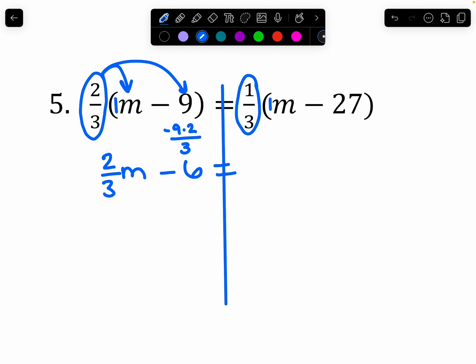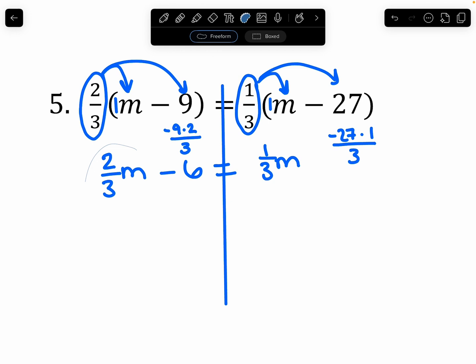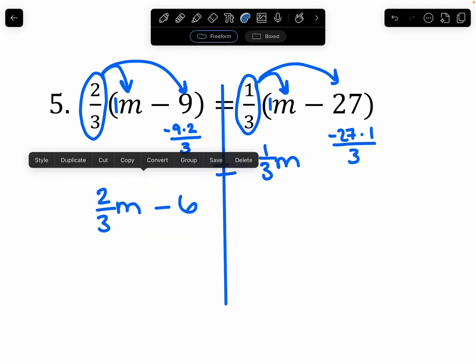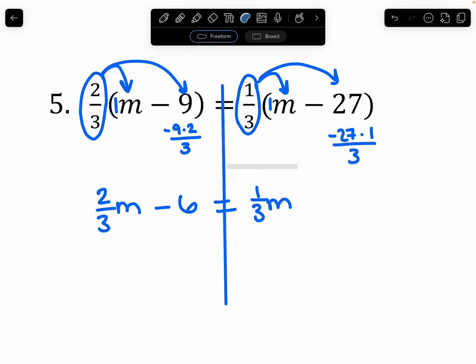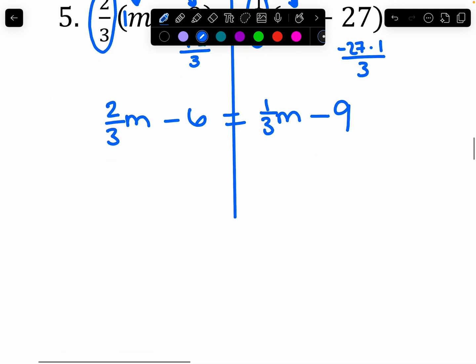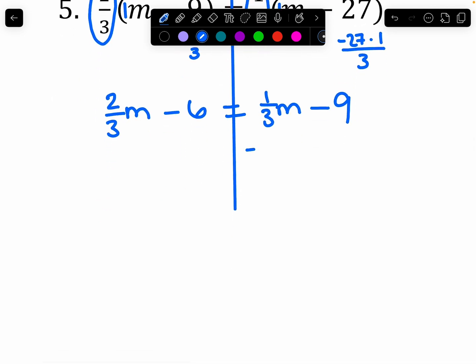I'm going to do the same thing on this side. 1/3 times 1m is just 1/3 m. And then when I multiply over this way, I've got -27 times 1 divided by 3, which will get me... I'm going to move this down a little bit, hold on. There we go. -27 times 1 is -27 divided by 3 is -9. Okay, I'm going to subtract 1/3 m to bring it to the same side as my 2/3 m.